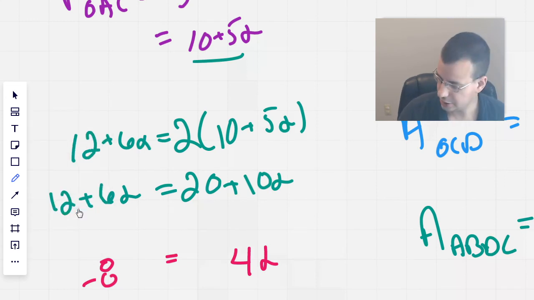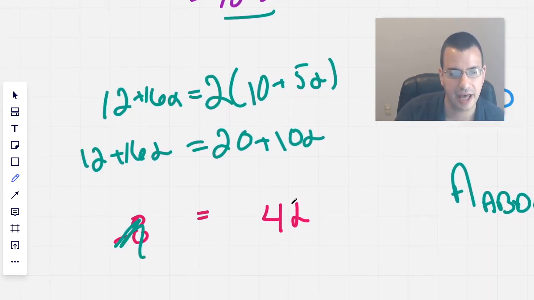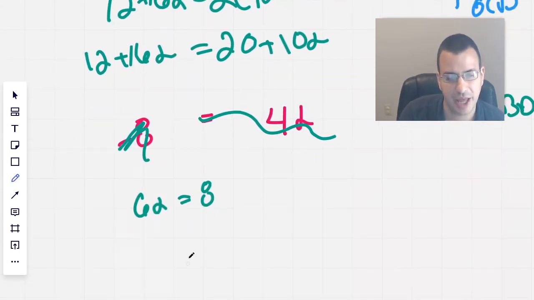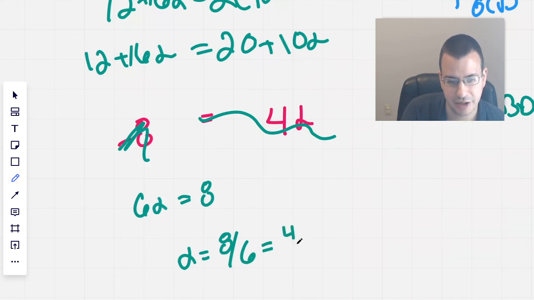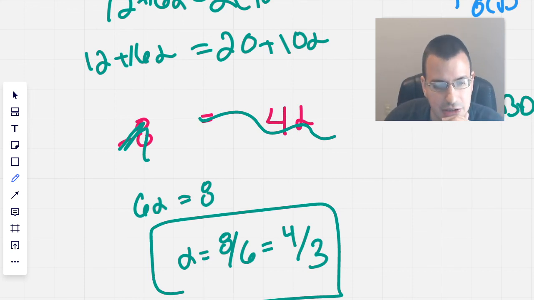Clear real quick. Let's get the pen. 16. There we go. So we have 16 alpha over here. So we have 6 alpha equals 20 minus 12, which will be 8. And then we have alpha equals 8 over 6, which is 4/3. So alpha equals 4/3 radians.